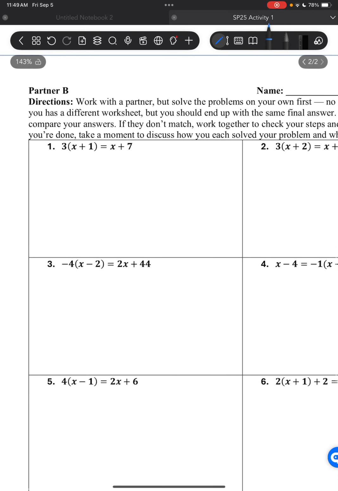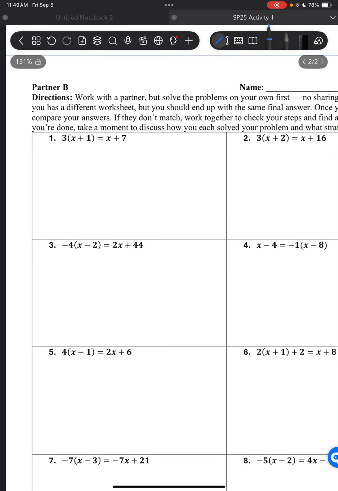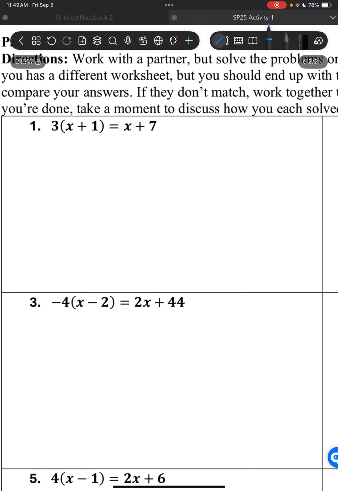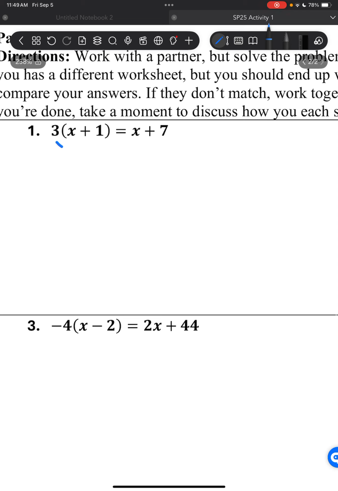Okay, so this is going to be over partner B's sheet. So let's get started here. Again, like the other one, we're going to distribute, right? So then that's giving us 3x plus 3 equals x plus 7. Our next thing, we're going to get rid of this x, leaving 2x.